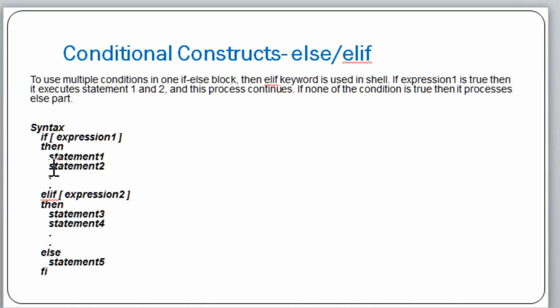Else if expression 2 is true, then statement 2 and 3. If neither of these are true, else do statement 5. So, okay. If this is true, then do these. Else if this is true, then do these two. If neither of these are true, else do this. End, fi. So remember, if statements are ended with fi, it's just if in reverse, fi. An easy way to remember that is finish.